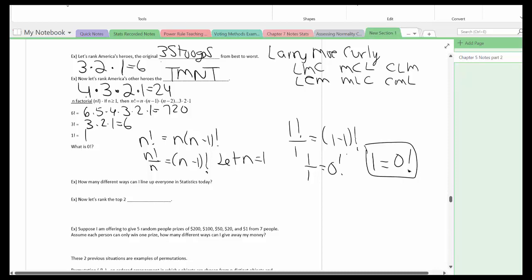Okay, so how many different ways can I line up everyone in statistics today? Well, in this case, let's assume there's 10 students. So that would be 10 factorial if I'm picking them all and selecting each one of them only once. Multiply, and I get this.